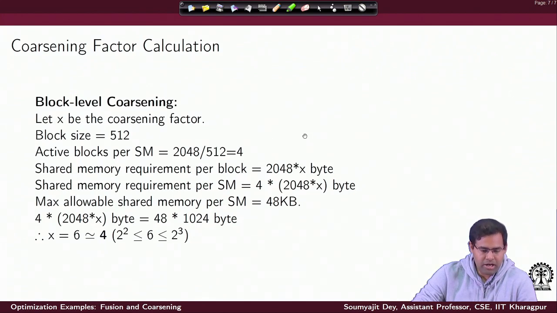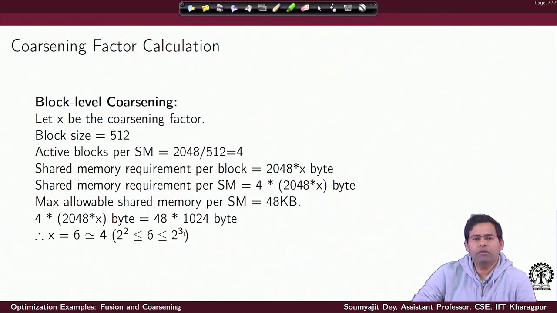So you can just replicate a similar analysis for block level coarsening. So choose x as a coarsening factor. Block size is known for the original uncoarsened version of the kernel. Active blocks per SM would be in that case 4, like the original. And so the shared memory requirement per block will increase by the x value, right. Whatever was the original shared memory requirement per block, it multiplies by the x value, and then the shared memory requirement per SM would be the requirement per block multiplied by the number of blocks, so you multiply by 4. So then you can have an equation where this shared memory requirement per SM is equal to the maximum allowed shared memory, which is 48 KB. So 48 multiplied by 1024, and you get similar calculations again, right.